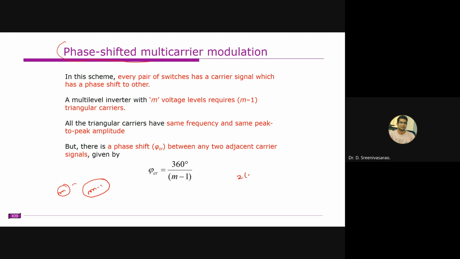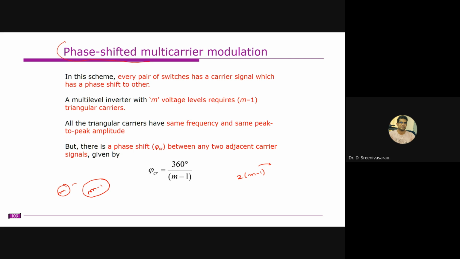So this is equal to 2 into (M minus 1) devices. You have one carrier signal and one modulating signal, so that will generate the firing pulses for the two devices, which are opposite to each other. The firing signals are complementary, so you have a complementary pair.